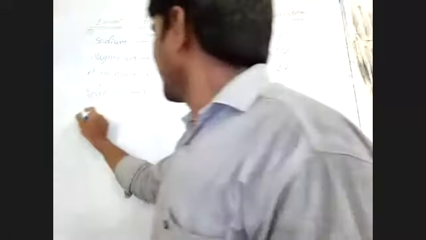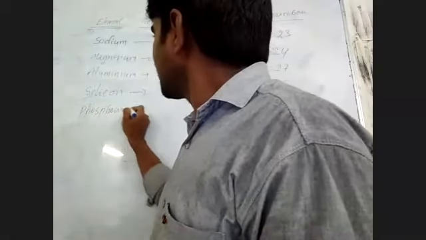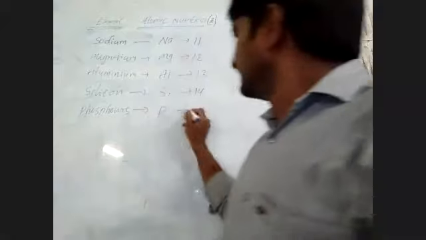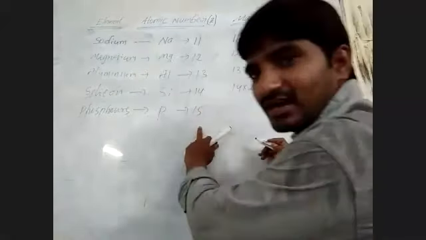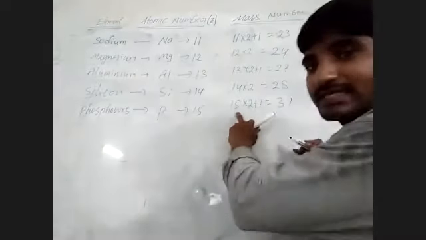Next, phosphorus. Phosphorus means P. This is 15. 15 is an odd number. Odd number means 15 into 2 plus 1. How much? 31. Phosphorus mass number is 31.